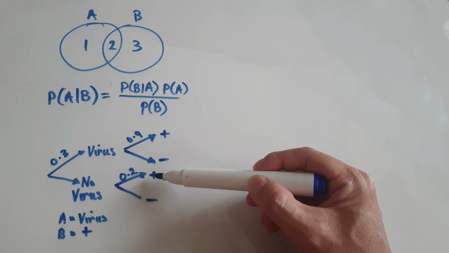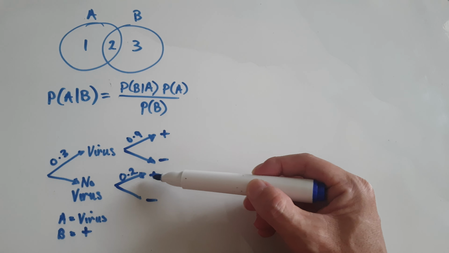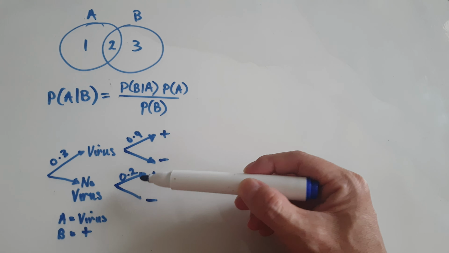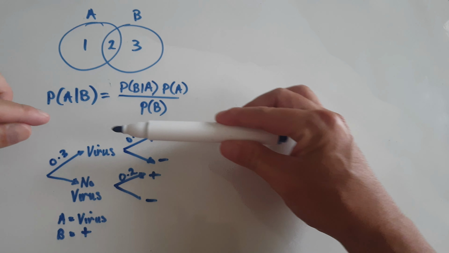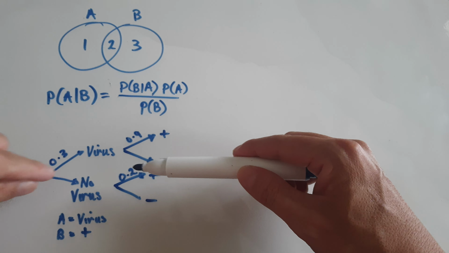So here the machine is wrong because you don't have a virus, and yet the machine says you've got a virus. So the machine could be wrong. So this is the information that you've been given. So you draw a map, like which I've done for you right here.